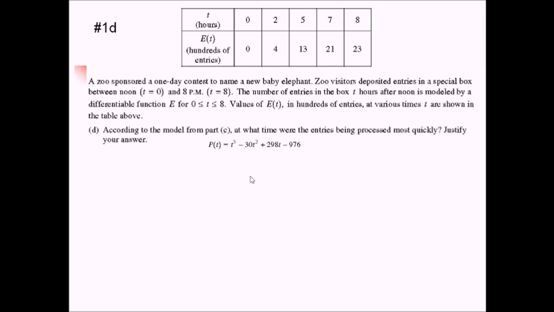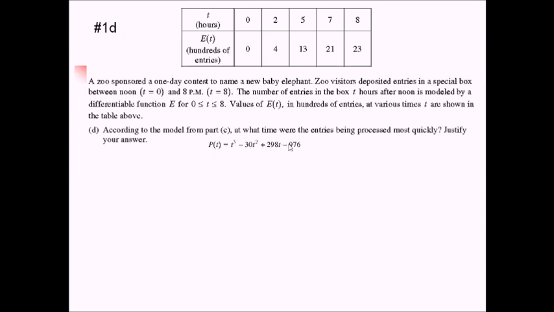For this next problem part, according to the model from part C, which I've rewritten here, at what time were the entries being processed most quickly? Justify your answer. So we're essentially trying to find the absolute maximum value of this p function on the interval from 8 to 12. Okay, so to do that, we're going to need critical values. We're also going to need to test out the endpoints 8 and 12 in this function.